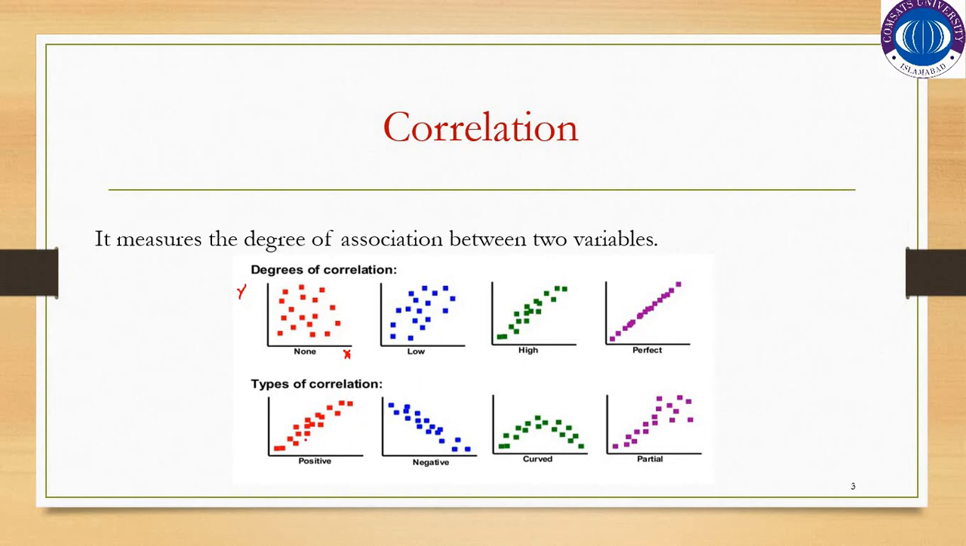So types of correlation: if you have an increasing relationship, like if one variable is increasing, the other one is also increasing, this is the positive correlation. And if one variable is increasing and the other is decreasing, this is a negative correlation. We can say this in this way, that if one variable is increasing, the other one is decreasing due to the increase of the first variable. So this one is the negative correlation, and here you can see that it is a curved relation between two variables, and here we have the partial relationship between two variables. These are the types of correlation.